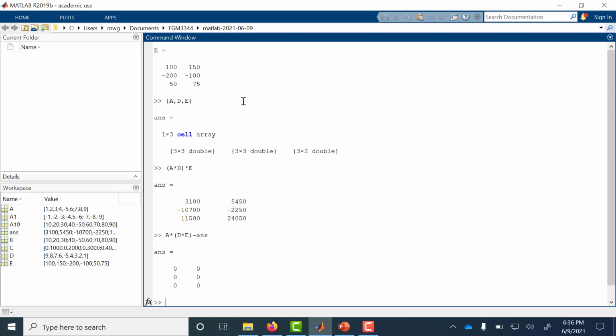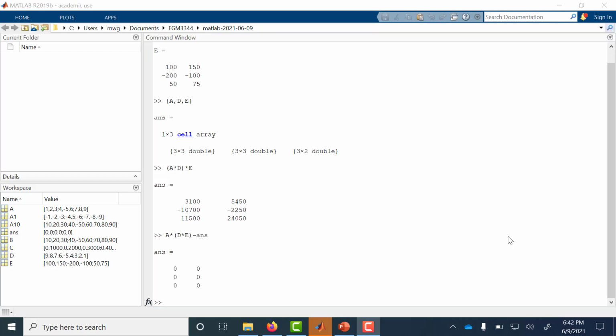See if that's all zeros. It is. So just showing you that, yeah, associative for multiplication does work. If I take a look at how these sizes played out here, remember A was a 3 by 3, D is a 3 by 3, E is a 3 by 2. Multiply the 3 by 3 times a 3 by 3, you get a 3 by 3. Take that result, multiply by a 3 by 2, you get a 3 by 2, and that's what we ended up with.